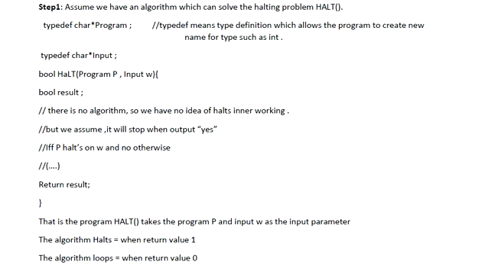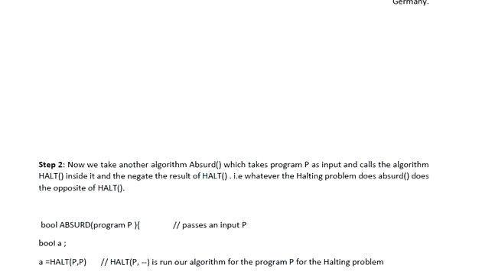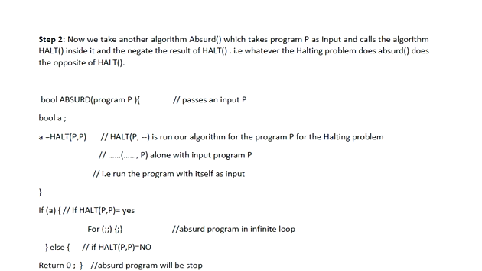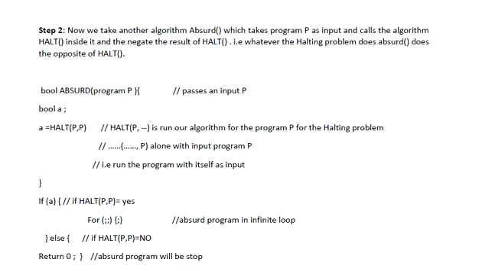In the next step, we are creating another algorithm which is called the absurd function. With this absurd, we take the program P as input and call algorithm halt inside it, and then negate the result of halt, which means that absurd does the opposite of what halt is actually doing. So how is it happening?